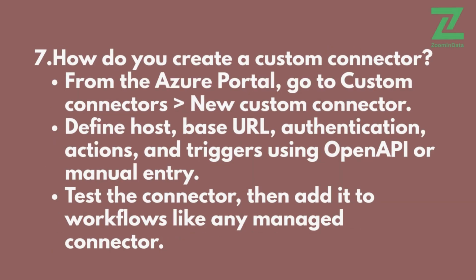How do you create a custom connector? From the Azure portal, go to Custom Connectors, New Custom Connector. Define host, base URL, authentication, actions, and triggers using OpenAPI or manual entry. Test the connector, then add it to workflows like any managed connector.